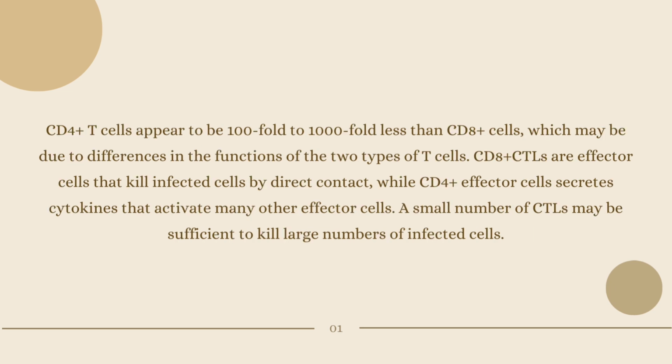CD4+ T cells appear to be 100-fold or 1,000-fold less than CD8+ cells, which may be due to differences in the function of the two types of T cells. The CD8+ CTLs are effector cells that kill infected cells by direct contact, while the CD4+ effector cells secrete cytokines that activate many other effector cells. A small number of CTLs may be sufficient to kill large numbers of infected cells.